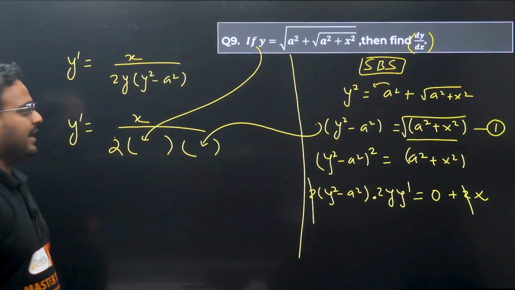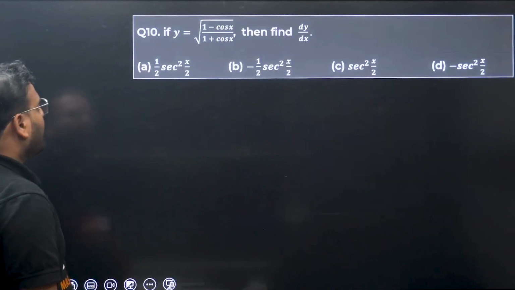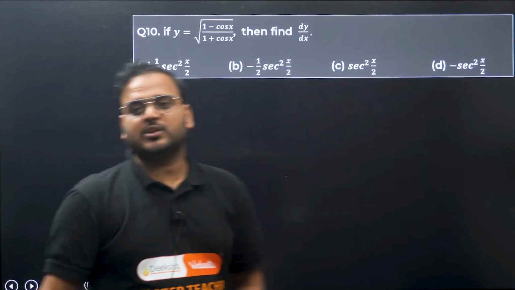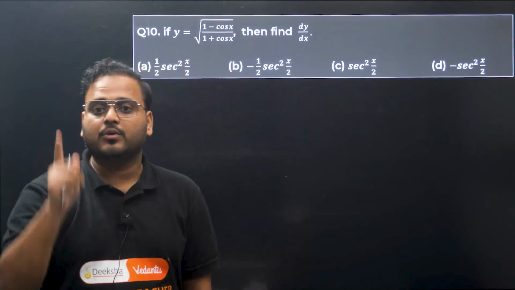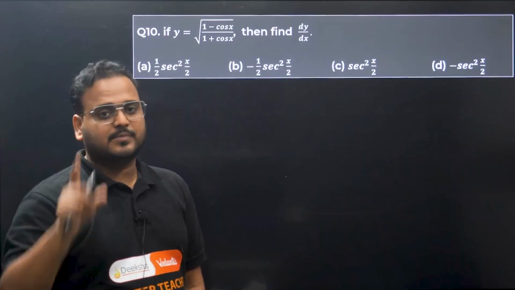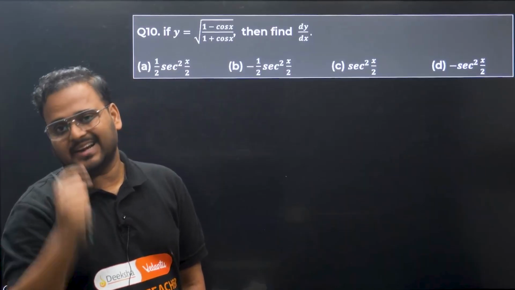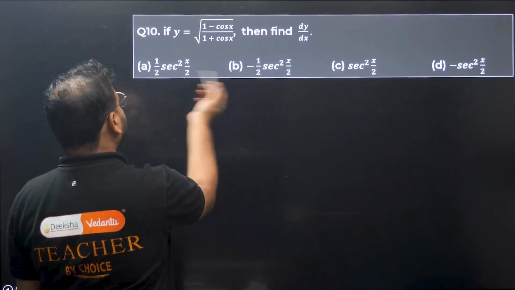Question number 9 is done. Question number 10 now. Okay. So again, I will not give you the final answer. I'll give you almost all the steps, but the final answer has to come from your side. Question number 10, options are there. You have to solve it.